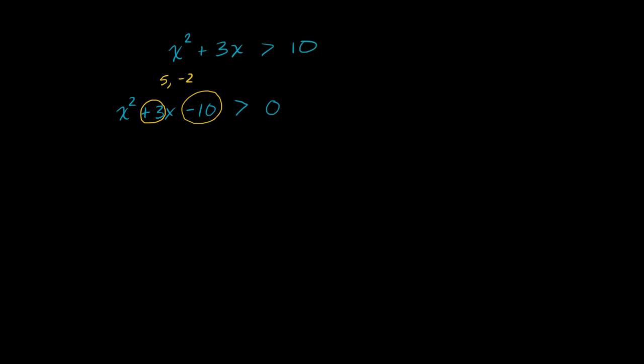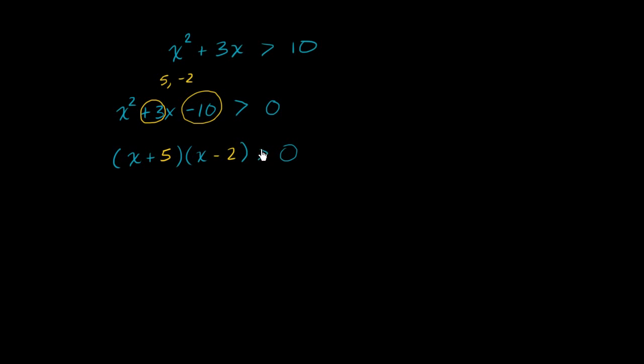So we could rewrite this as x plus 5, x plus, let me do that in that yellow color so you see where this 5 is coming from, x plus 5 times x minus 2 is going to be greater than 0.